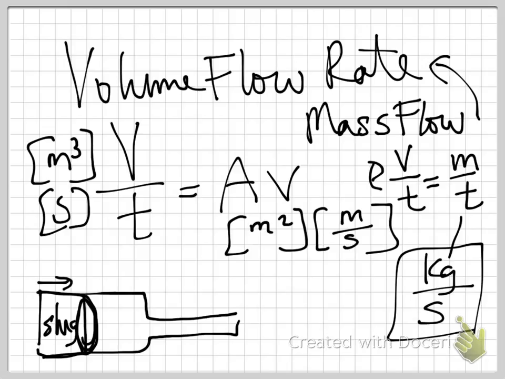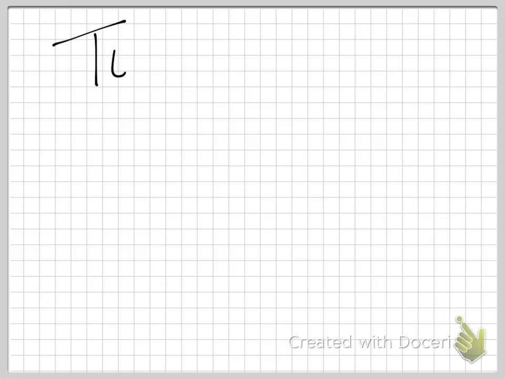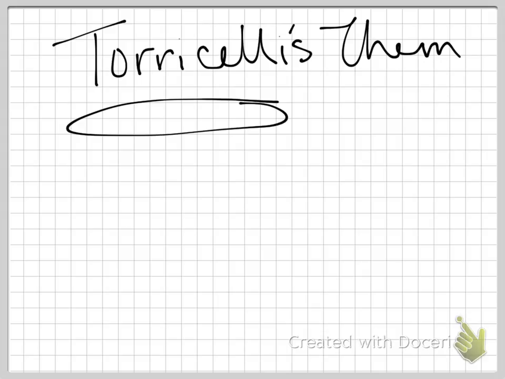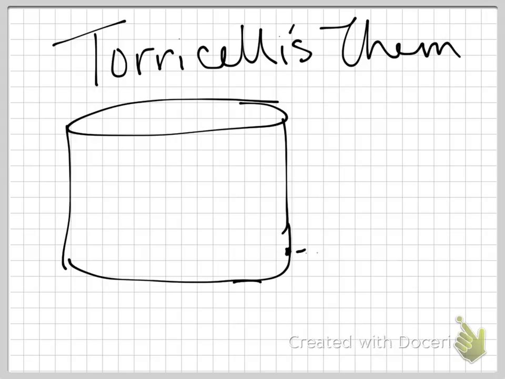One thing I missed, Torricelli's theorem. I think this is how you spell it. It's basically just a simplified version of Bernoulli's that really only holds when you have some large tank of water. It doesn't have to be circular, but a large tank of water with a small opening for water or fluid to come out.